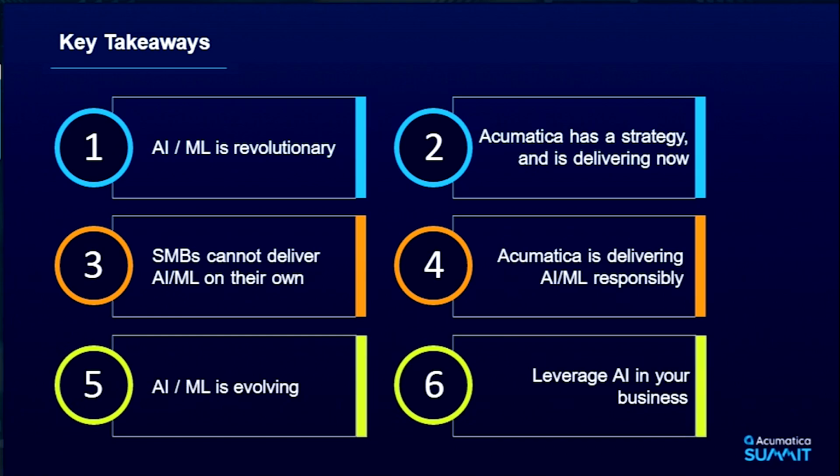Acumatica has a strategy, and they're starting to deliver on that strategy for AI in a lot of the examples that we showed today. AI doesn't have to be something that small to medium-sized businesses go, oh my gosh, is it just up to me to deliver this on my own? How do I get a step ahead working with my business partner and working with Acumatica? So you don't have to deliver it on your own. As a matter of fact, most small businesses cannot deliver it on their own.